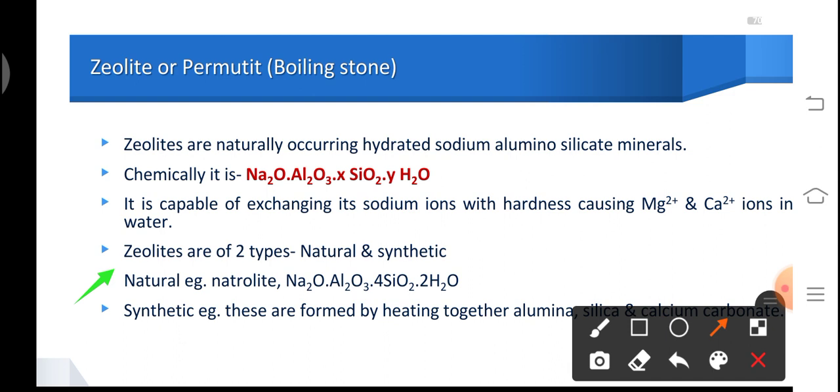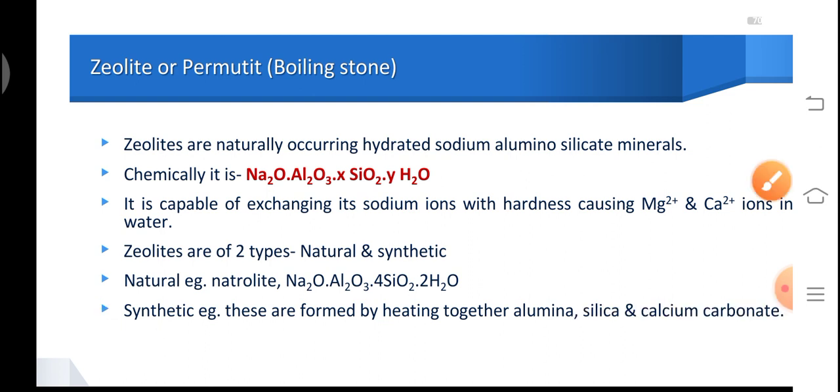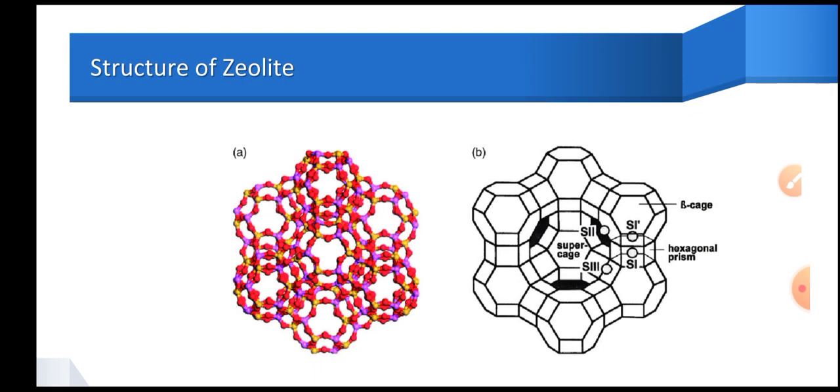If we talk about synthetic zeolites, they are formed by heating together alumina, silica, and calcium carbonate. Synthetic zeolites are porous in nature and they possess a gel structure. Let us now look at the structure of zeolite. So this is the structure of zeolite.